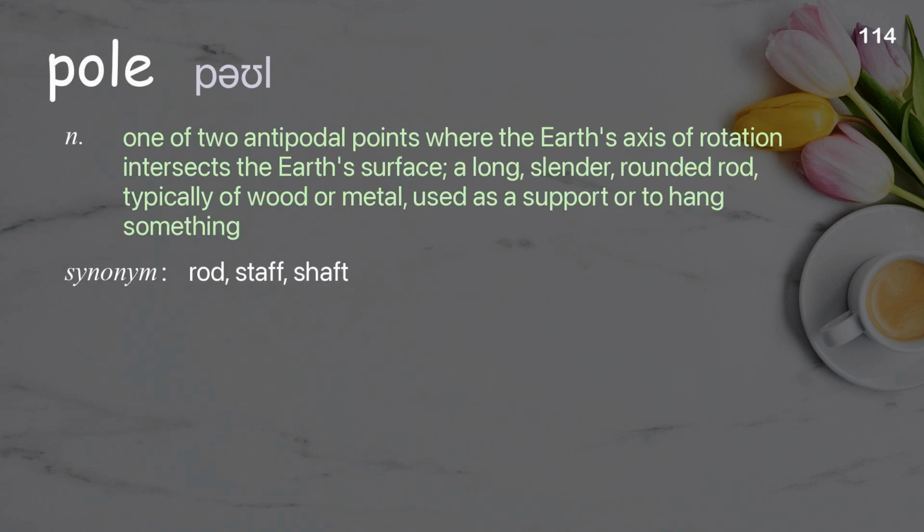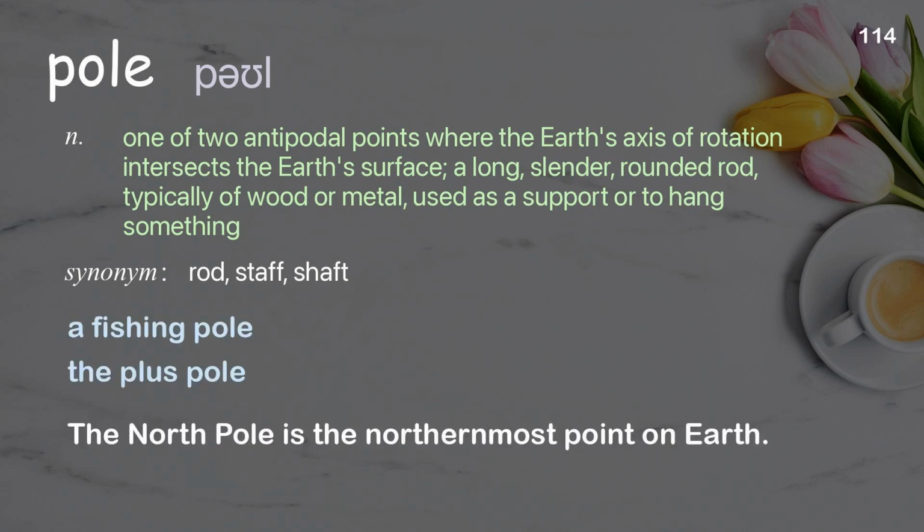Pole. One of two antipodal points where the Earth's axis of rotation intersects the Earth's surface, a long, slender, rounded rod, typically of wood or metal, used as a support or to hang something. Examples: a fishing pole. The plus pole. The North Pole is the northernmost point on Earth.